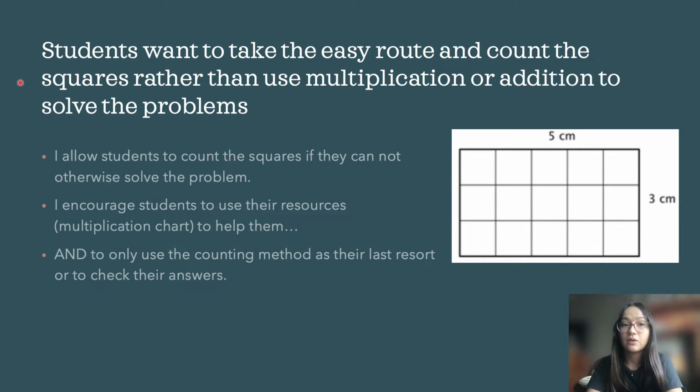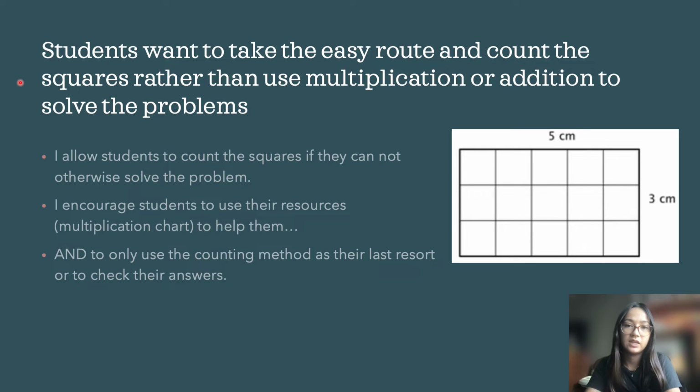I do allow students to count squares if they have no other way of solving the problem. If they can't come up with a solution to the problem, I do allow them to count the squares. I don't want to see this in every problem, but I do allow it. But I do encourage students to use their resources, such as their multiplication chart, and to only use the counting method as their last resort, or to check answers.